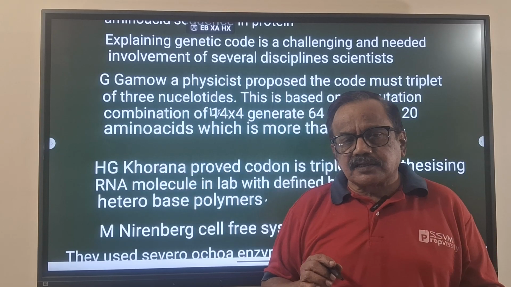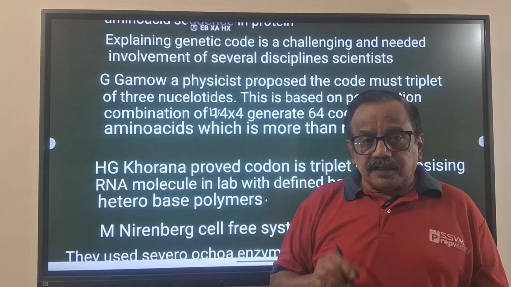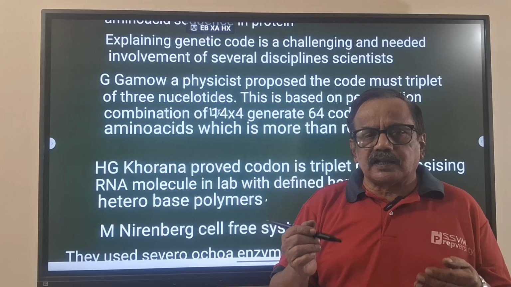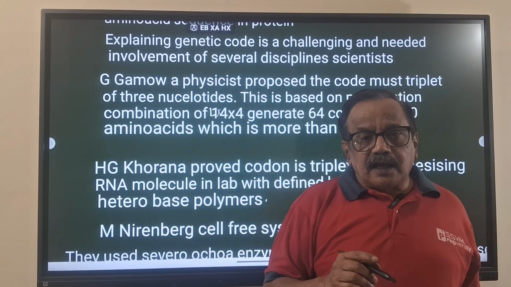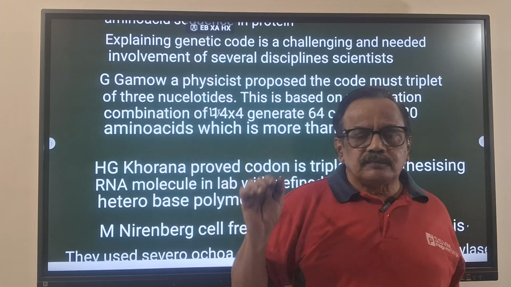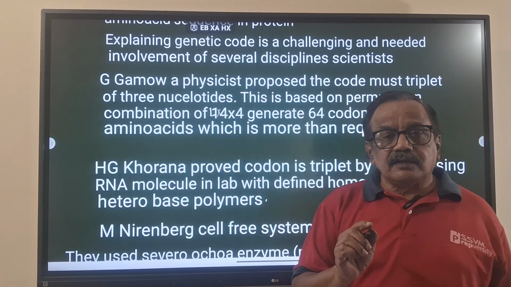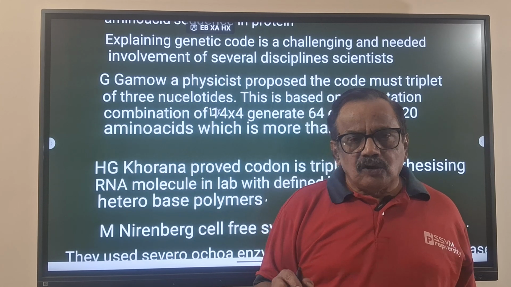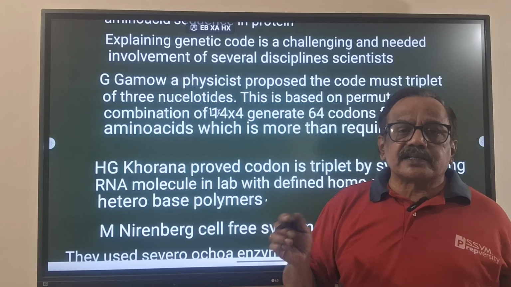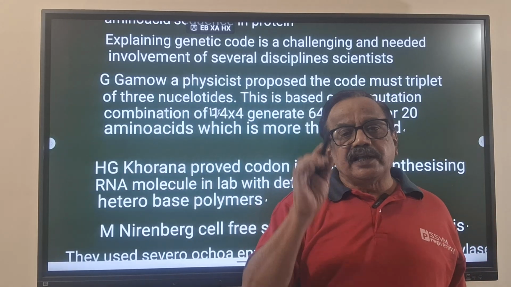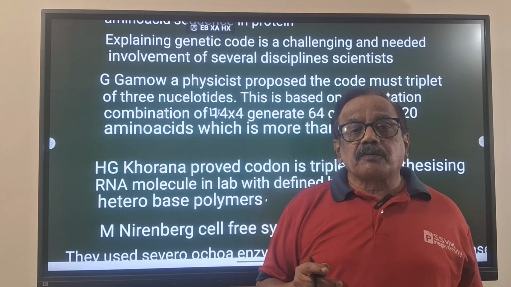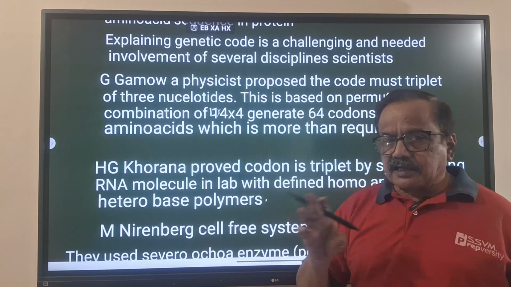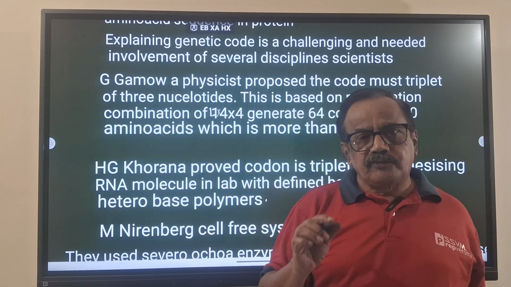Generally the RNA sequence will be given by the DNA, but in the lab they gave it artificially, composing one nucleotide to another, and they prepared an artificially synthesized RNA molecule. This artificially synthesized RNA molecule codes the amino acids, with bases in triplets, in the form of homopolymers or copolymers. What is that in the checkerboard? I will explain. Homopolymers means UUU, phenylalanine.